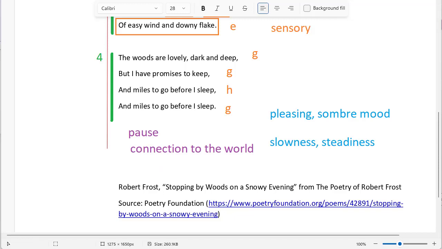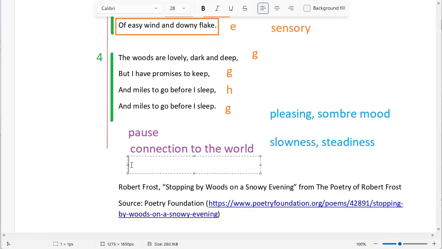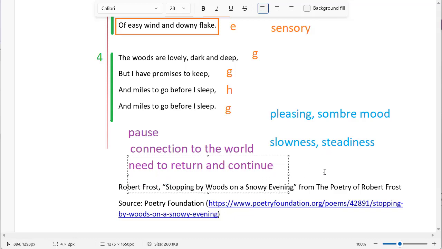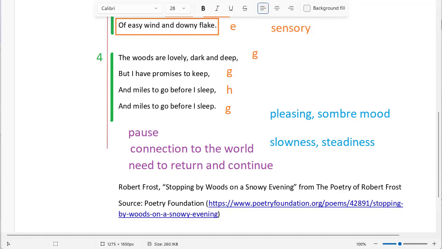Certainly, this pause is interrupted. The narrator notes he must continue. He is reminded of his promises and his miles to go. He must return to the normal ride. The repeated lines ending in "before I sleep" suggest an end to a day, or perhaps even more.